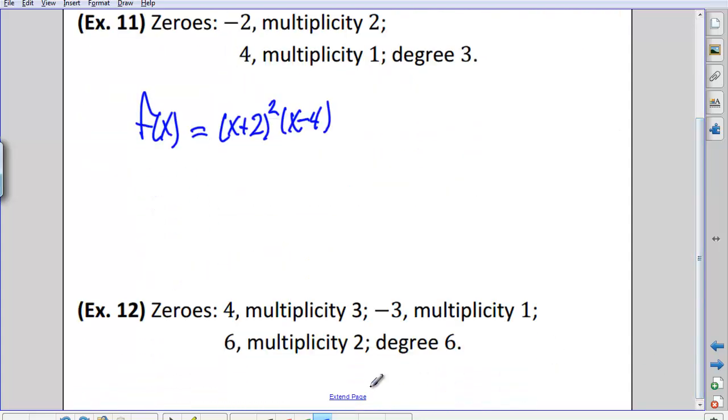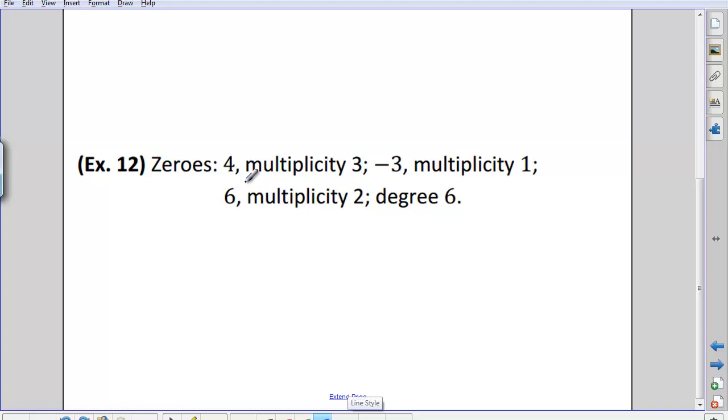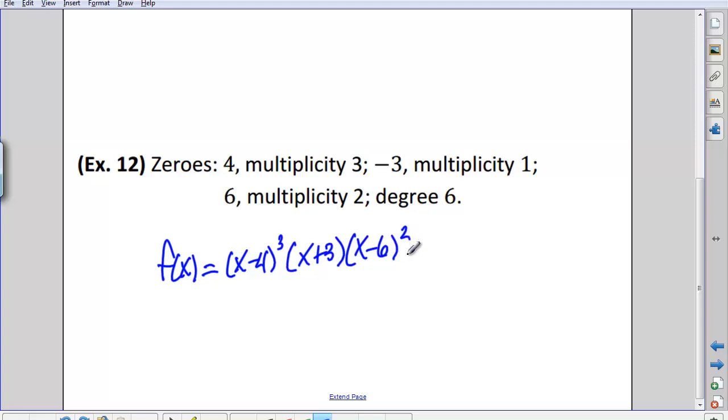Let's do one more here. 4 multiplicity 3. And you guys have probably got the drill by now, but that would be x minus 4 cubed. Negative 3 multiplicity 1, so x plus 3 to the first. So we can leave the exponent off. Next 0 is 6 with a multiplicity of 2. So x minus 6 squared. And the degree needs to be 6. Okay, that's x cubed times x would be x to the 4th times x squared is x to the 6th. Okay, so we do have a degree of 6 there if we were to multiply all this out.